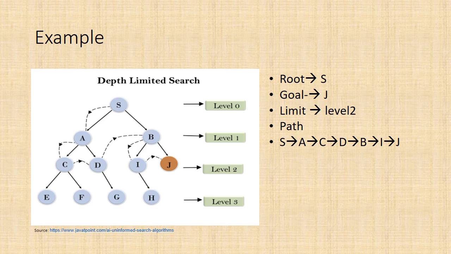In the search tree, let the depth limit be 2, that is level 2. So, only levels 0, 1 and 2 get expanded, starting from the root node S, till node C. It is not giving a satisfactory result because we could not reach the goal node J. So it moves to B and then I and finally the goal node J. So the path is S, A, C, D, B, I, J.